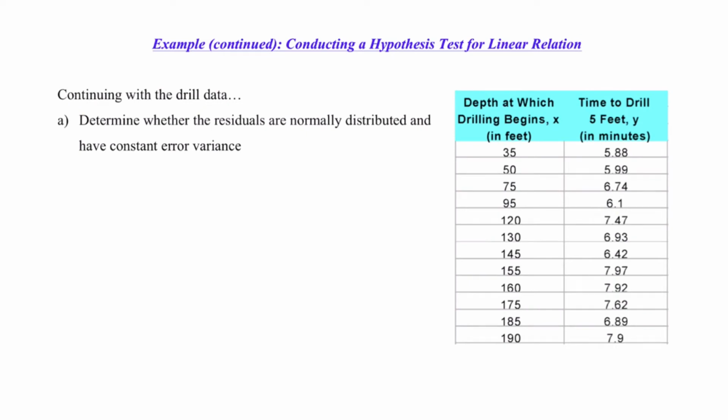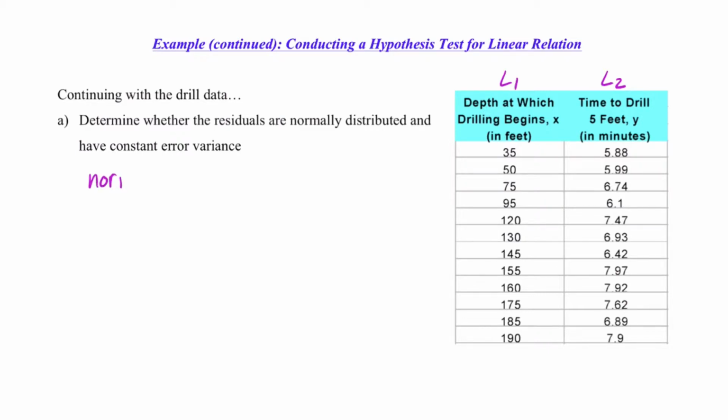Heading into our example then, we're still presented with the drilling data. Remember, we have our x values in L1 and our y values in L2. First we're asked to determine whether the residuals are normally distributed and have constant error variance. This is us making sure that we have the requirements met to conduct a hypothesis test on the slope.